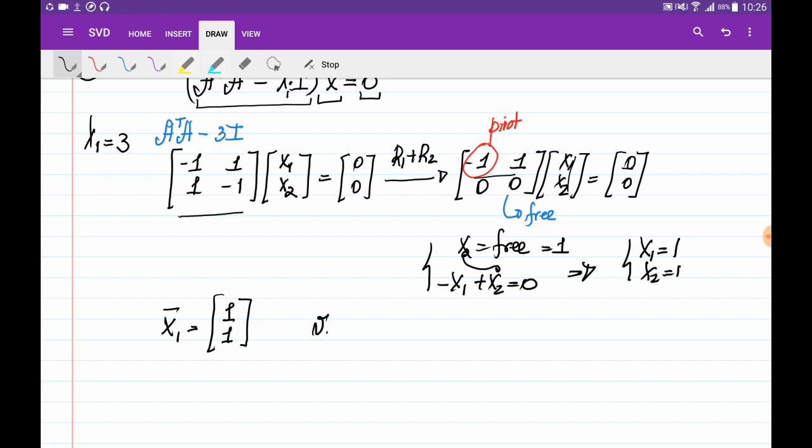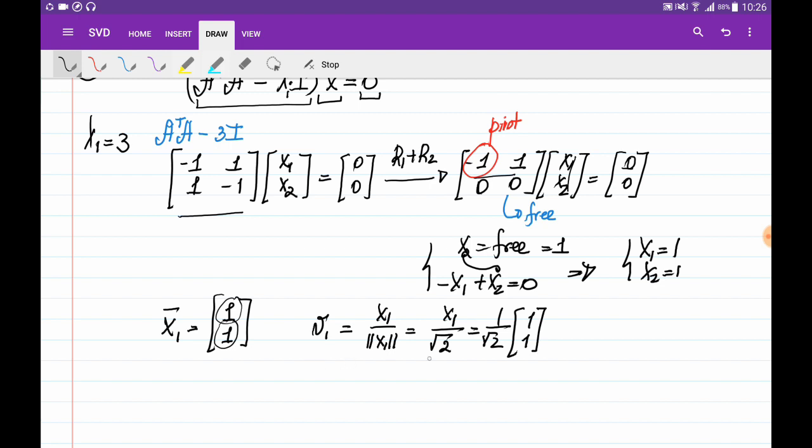Before we choose this as a column of the V matrix, we need to normalize it. So V1 will be x1 divided by the norm of x1. If you remember, the norm of x1 is every component squared and their sum, and we need to take the square root. Basically, it will be x1 divided by the square root of 2, or we can simply multiply x1 by 1 over square root of 2.